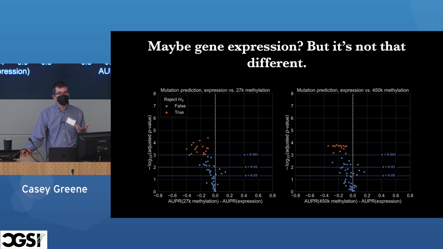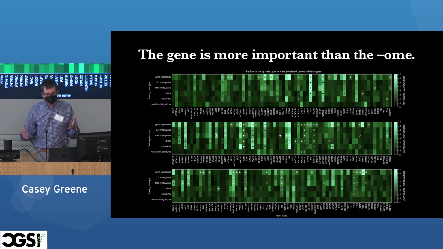And then finally, what we wanted to ask was, OK, but is this really driven by which genes are predictable, and it doesn't matter what omic layer you picked? Or is it that some omic layers are better at predicting the state of some genes, and other omic layers are better at predicting the state of other genes? And so this was our attempt to get at that question. So what this is showing is a heat map. The brighter the square, or the rectangle in the heat map, the more predictive that data type was.